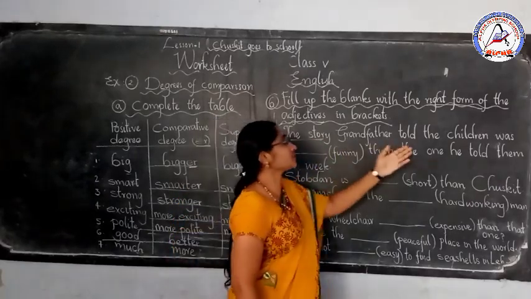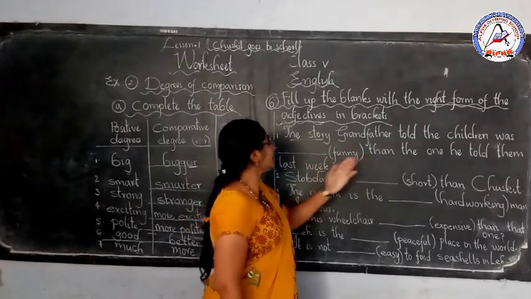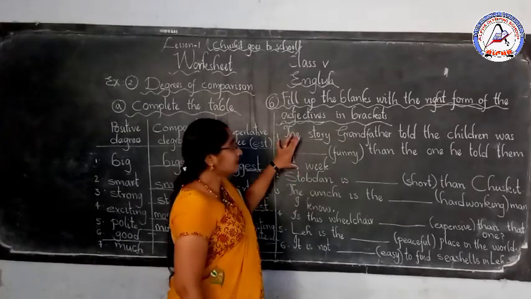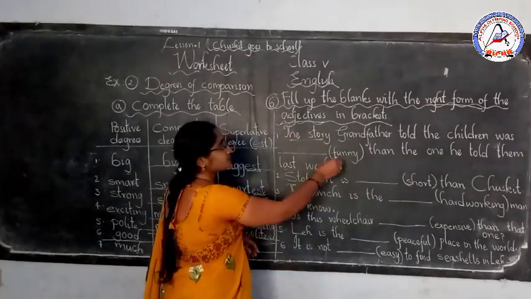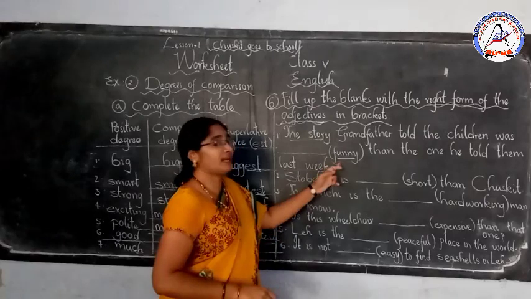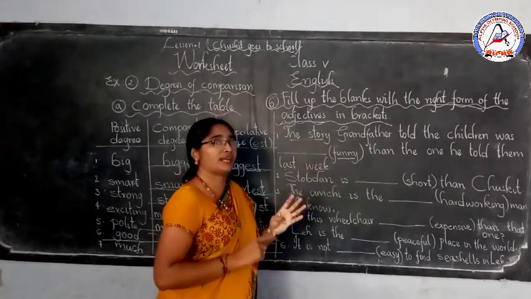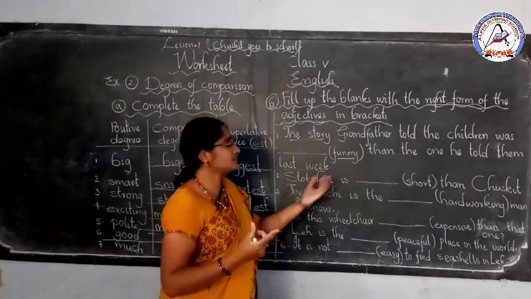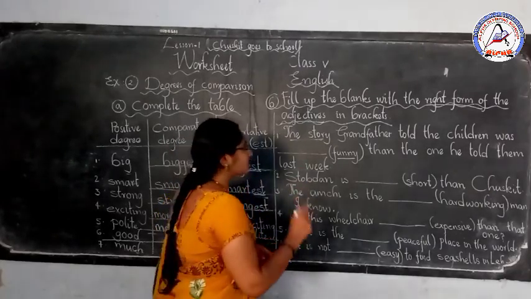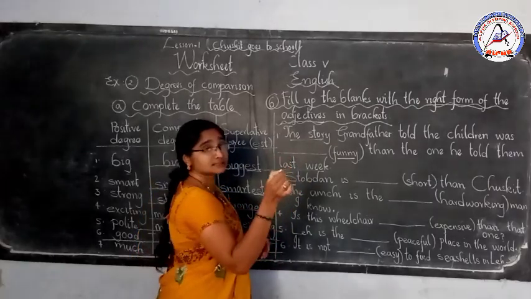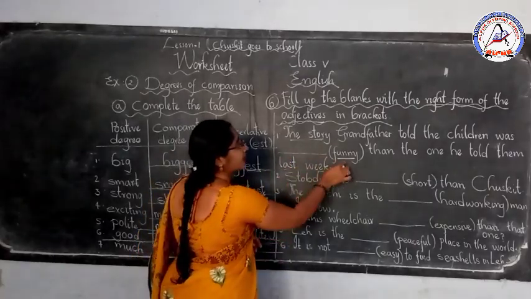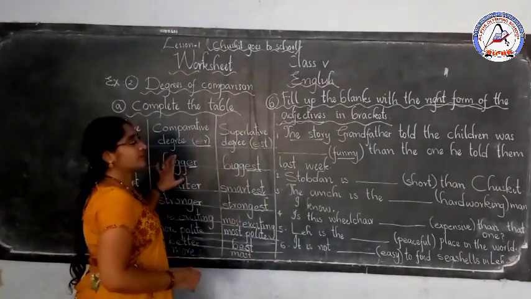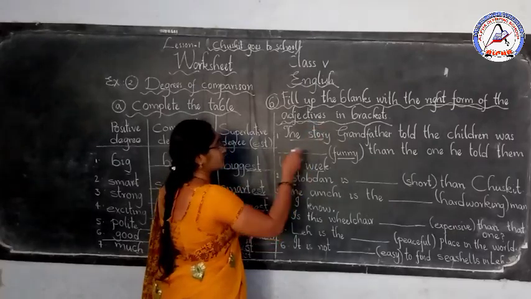The story grandfather told the children was dash than the one he told them last week. So already we understood that here is a comparison. Funny. Is it one syllable or not? Two syllables. And is it a small word or a big word? Small. So small words will get er. So what will you write? Funny will change into funnier. Funny, funnier, funniest. So you have to write funnier because we are comparing two stories.